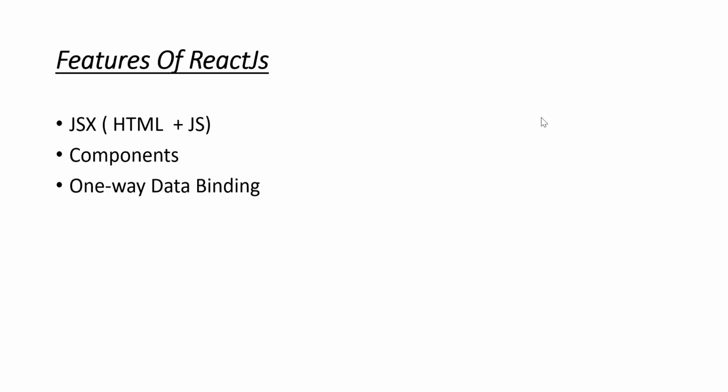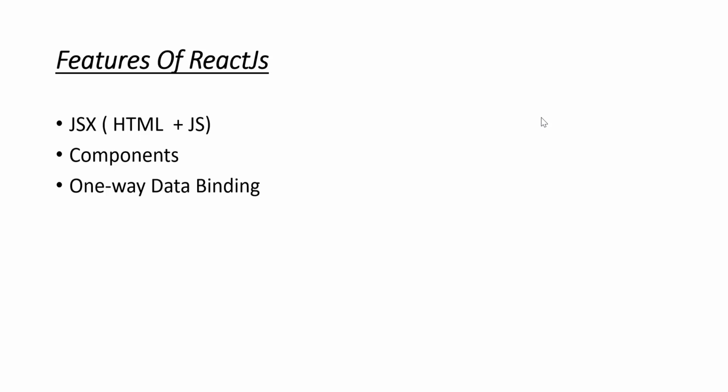One-way data binding means we can transfer the data from the parent to the child, but not from the child to the parent. If you know Angular, in Angular we also have one-way data binding. Along with that, with the help of ng-model, we have two-way data binding. When we type in the template, the data is bound to the class, and when you change the data in the class, the data is bound to the template.